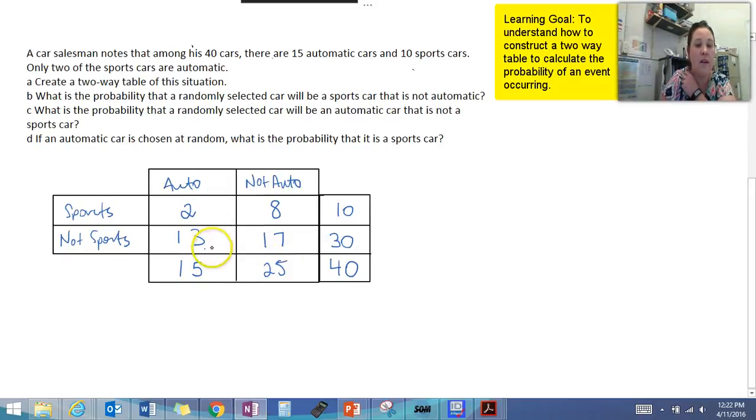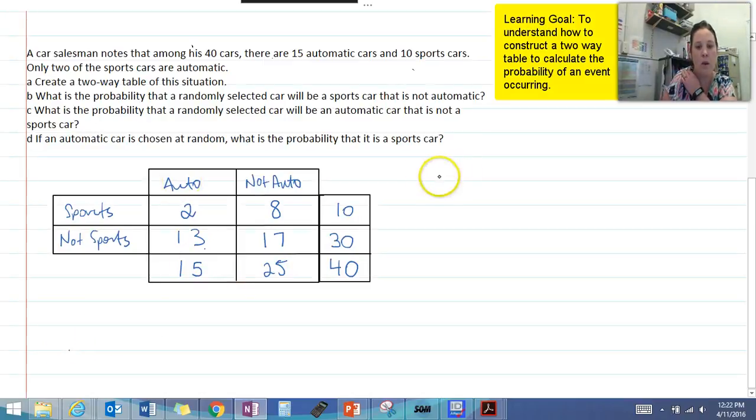Okay, so now that we've completed our two-way table, we can now calculate the probabilities that we were asked for in questions B, C, and D. So for B, we want to calculate the probability of randomly selecting a car that's a sports car and is not automatic. So probability of sports and not auto.